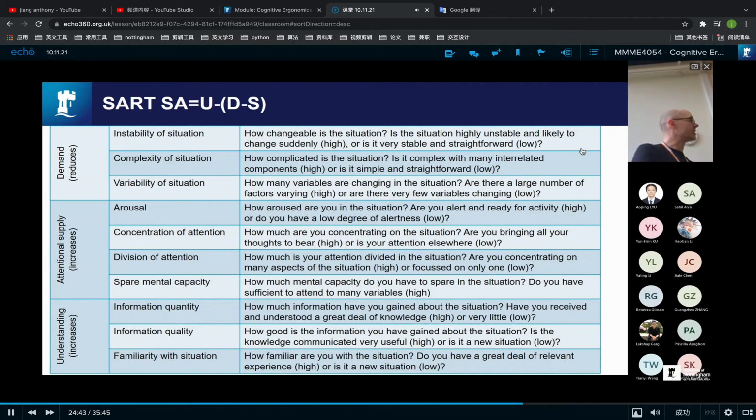Okay, and then the final task, once you've done that, is to use the formula that is written in the header to work out your SART situation awareness score. So we'll do it properly: subtract your attentional supply from the demand, that's D minus S, and then that figure you subtract from understanding.